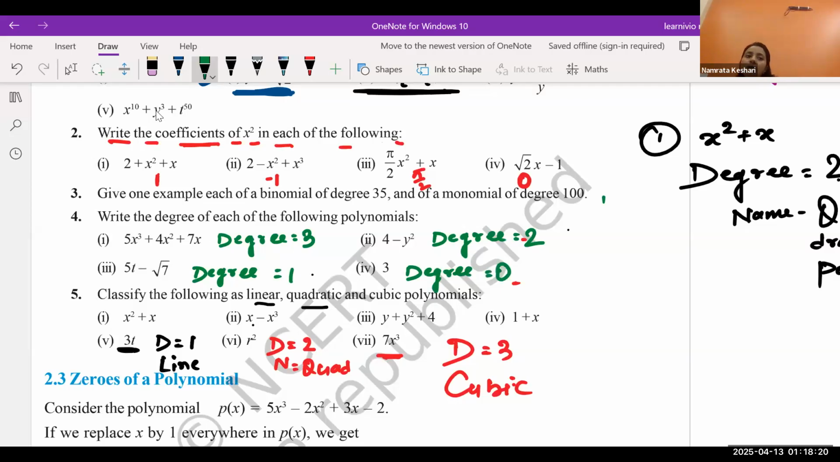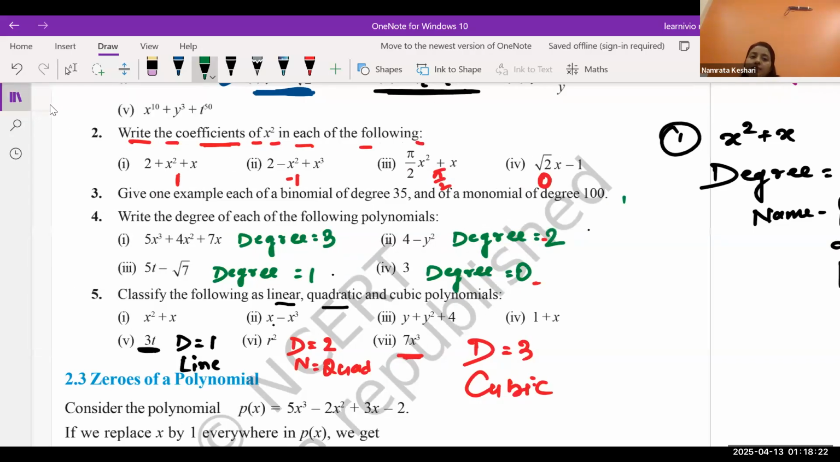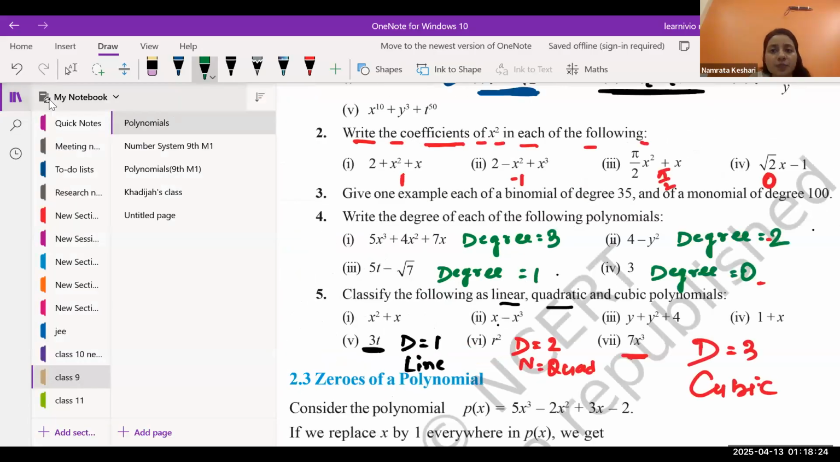Now, on the basis of degree, each category has its specific name. What does that mean? It means if the polynomial has degree 0, then from now onward we are going to call it a zero polynomial or a constant polynomial.